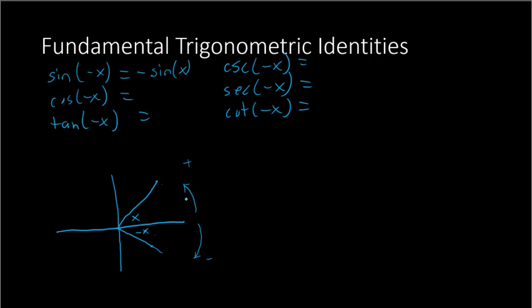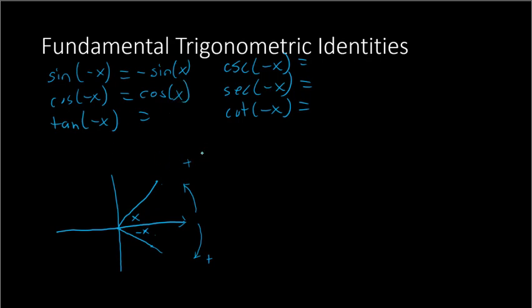Now with cosine, cosine of positive x and negative x, cosine is your x value, right? It's going to be over here on the right side. Anything on the right side is going to be positive. So for cosine, doesn't matter if it's x or negative x, cosine would be the same thing. It's going to be the same sign. So cosine of negative x would equal the same thing as cosine of positive x. And that's another identity to have memorized.